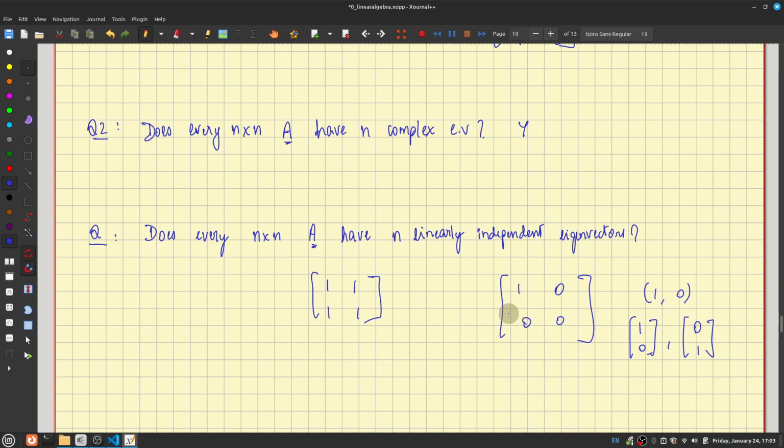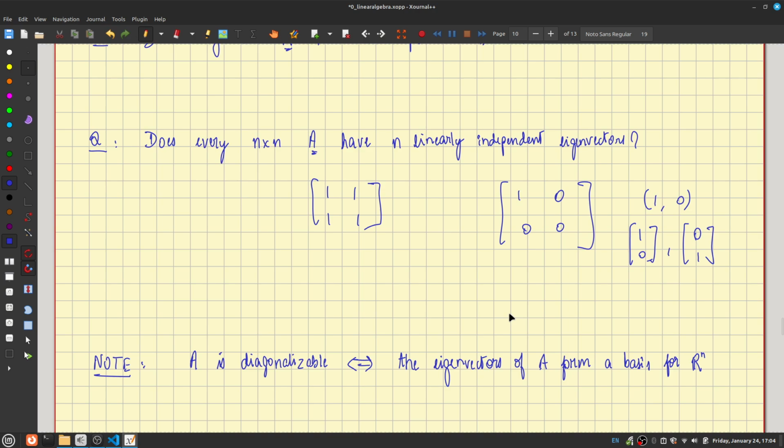Right? Depends on. Okay, so does it mean that if eigenvalues are repeated, then you cannot find n linearly independent eigenvectors?